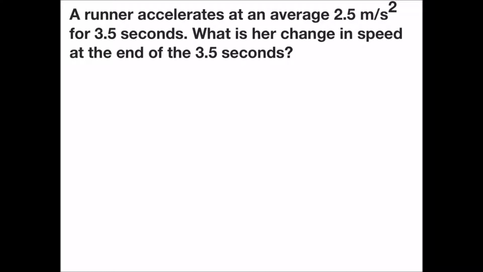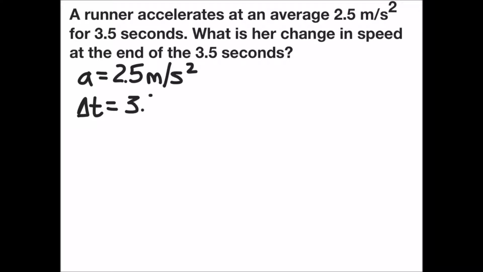The second example reads, a runner accelerates at an average 2.5 meters per second squared for 3.5 seconds. What is her change in speed at the end of the 3.5 seconds? As always, we have to identify what we know in a list as well as what we don't know. In this question, we know that the average acceleration equals 2.5 meters per second squared. We also know that the change in time is 3.5 seconds. And delta V, or the change in speed, is what we're looking for, so we write that with a question mark.